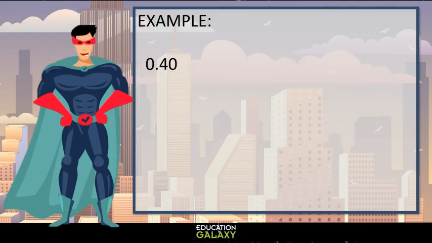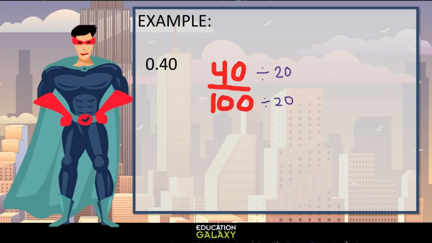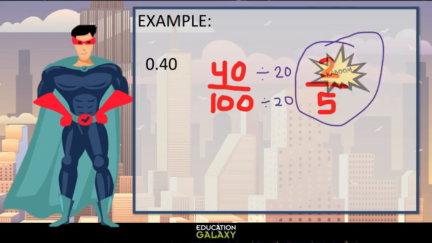Let's take the decimal 40 hundredths. Well, that's the fraction 40 hundredths. Now to simplify, I can divide both by 20 and I get 2/5. Bam! There's my answer.